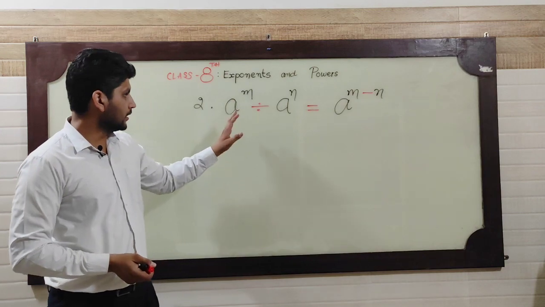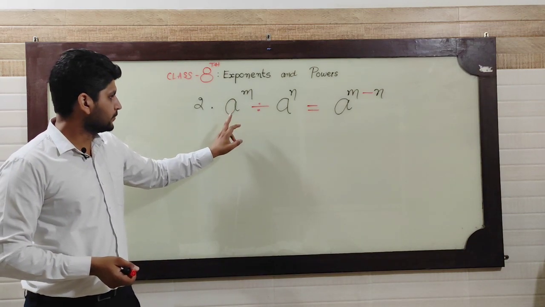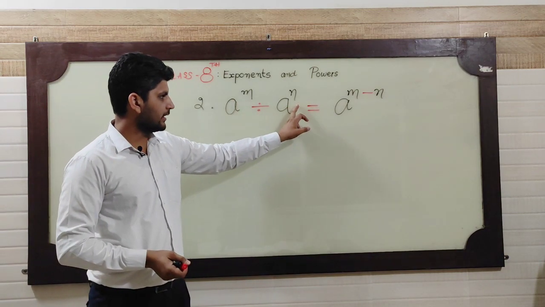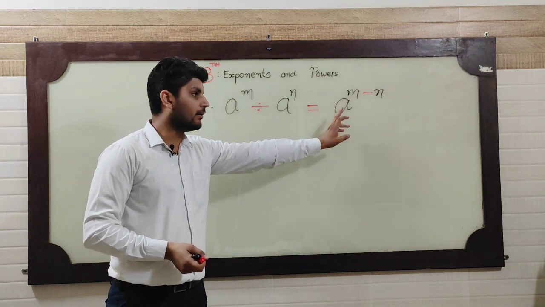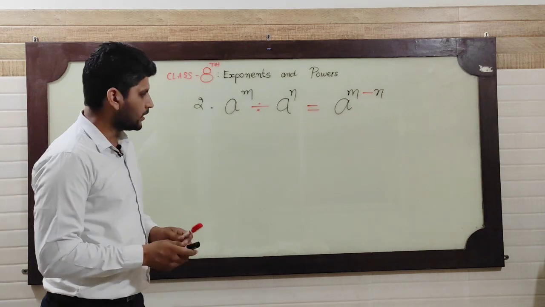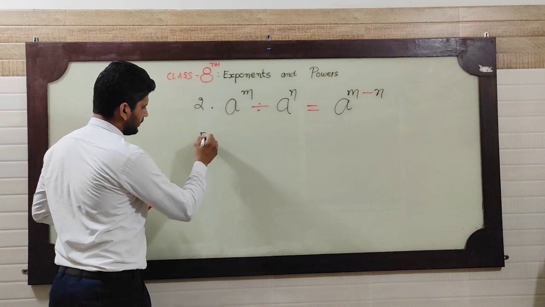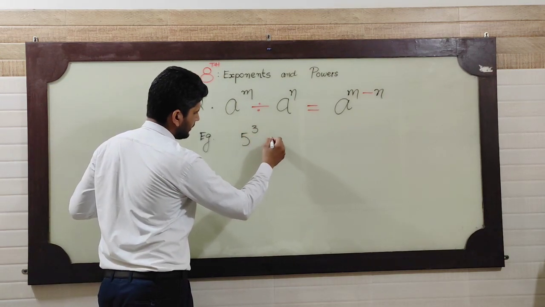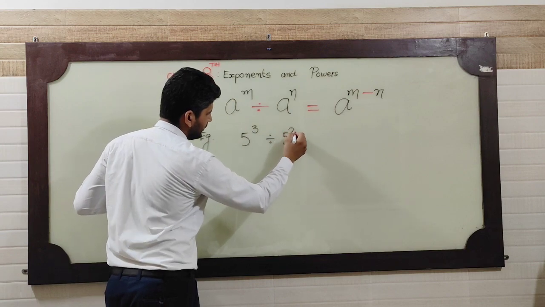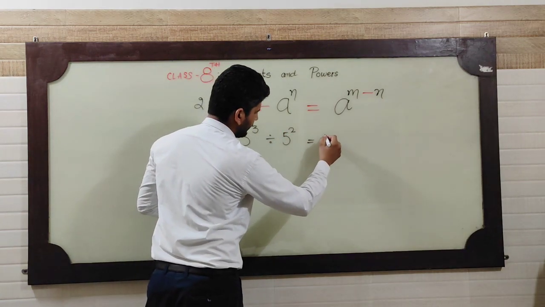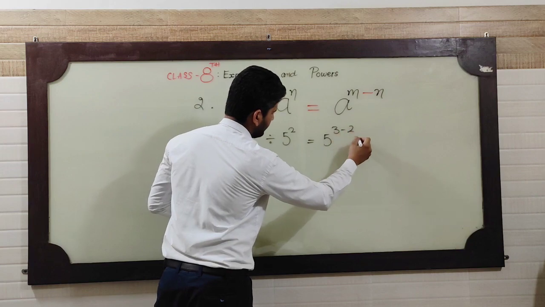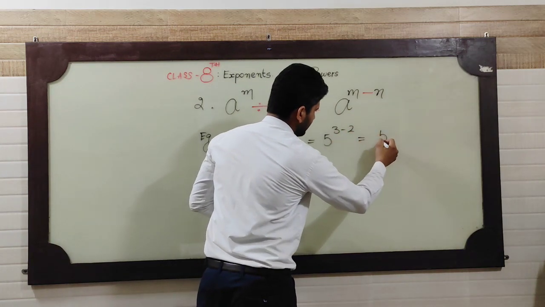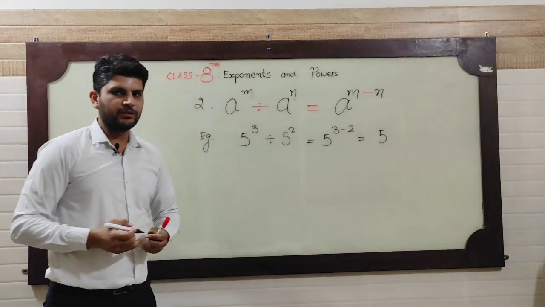Second property: if we want to divide those exponents, suppose a power m divided by a power n, then we can simply write it a power m minus n. Again, we'll verify this with an example. Same example, 5 power 3 divided by 5 power 2. With the help of the property, we can easily write 3 minus 2. Then its answer is 5 power 1, meaning simply 5.